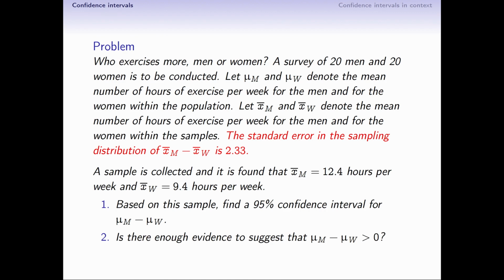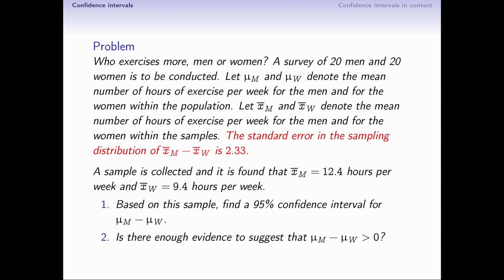Now a sample is collected and it is found that x sub m bar is equal to 12.4 hours per week and x sub w bar is equal to 9.4 hours per week. In other words, for the men that were selected, they exercised on average 12.4 hours per week, and for the women selected, we found that they averaged 9.4 hours per week. So certainly within the samples, we are seeing a difference in the number of hours exercised per week.